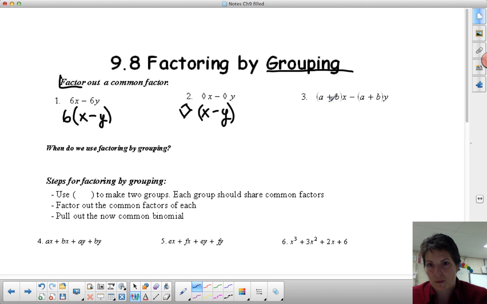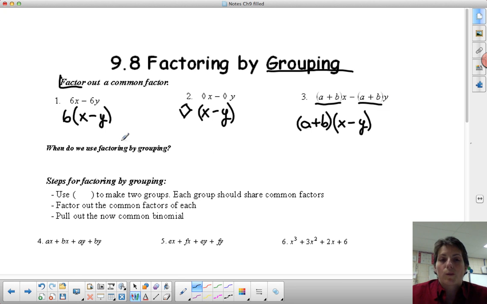And now when we get to number 3, we're going to say that they have in common this quantity, a plus b and a plus b. So the common, or the ugly variable, what they're both divisible by, is a plus b. And what we're left with is x minus y, because we would distribute a plus b times x minus a plus b times y. So the biggest question is, when are we going to use this step?